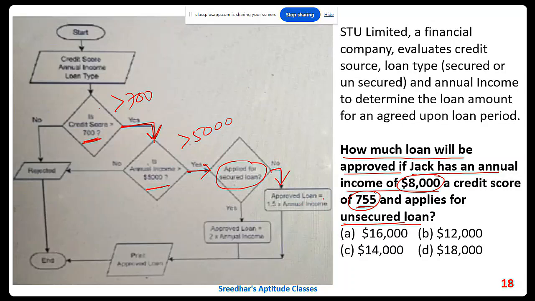Now approved loan is 1.5 times annual income. What is his annual income? $8,000. So 1.5 into $8,000 is $12,000. So therefore, he will get a loan of $12,000. So approved loan is $12,000. Option B is the answer. Yes, most of you got it. You're right. You're right. You're right.